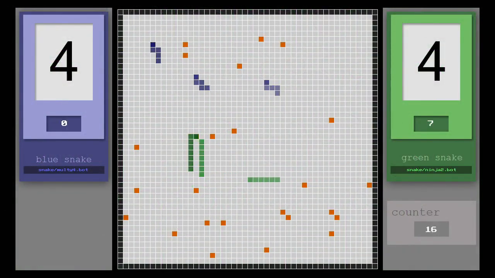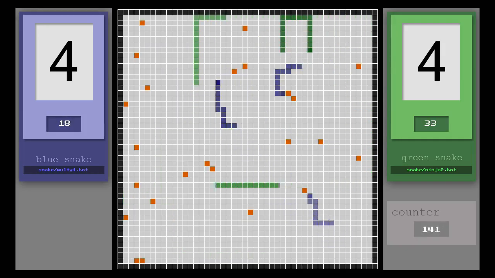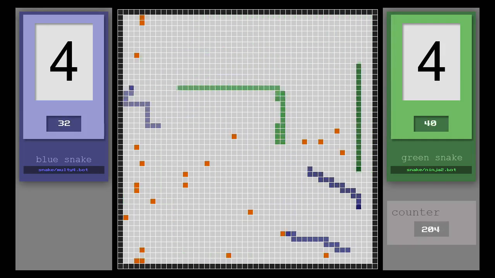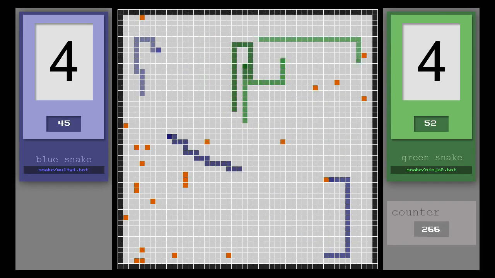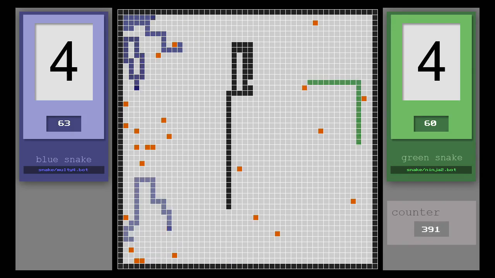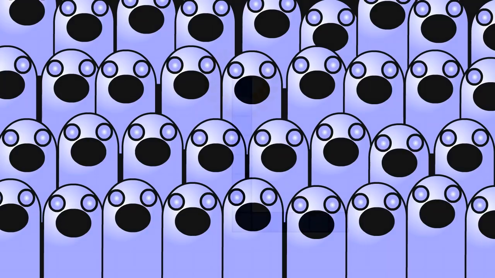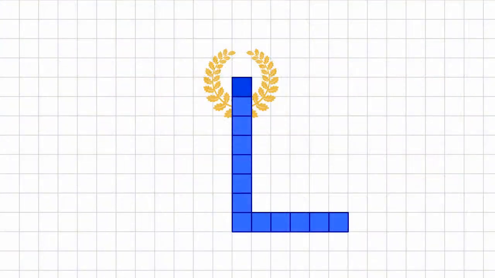The score is 4-4. Here comes the last, decisive round. The Greens are far ahead. The Blues are slowly but truly catching up. One of the Greens is out. The victory goes to the Blues. Well, here is our winner.